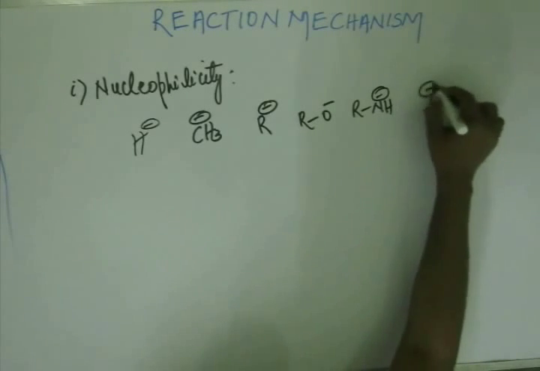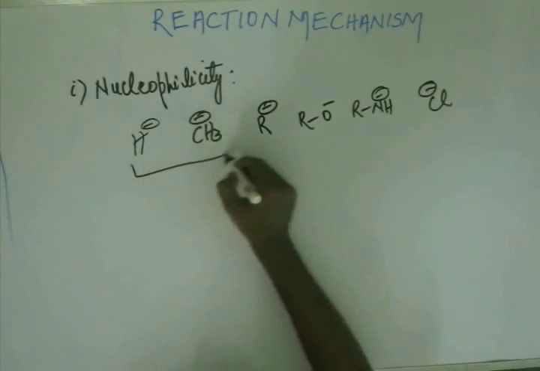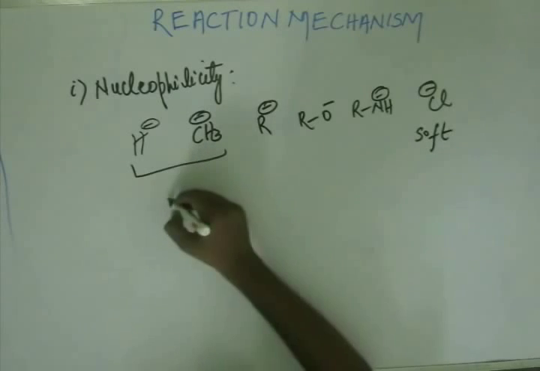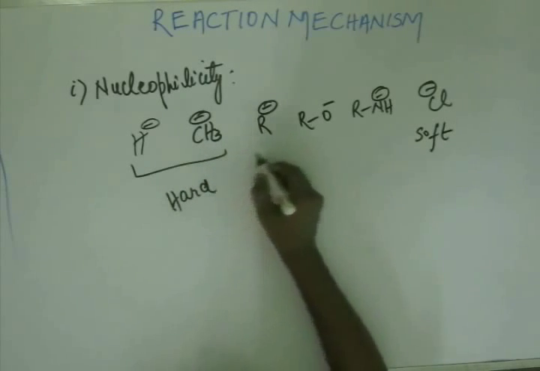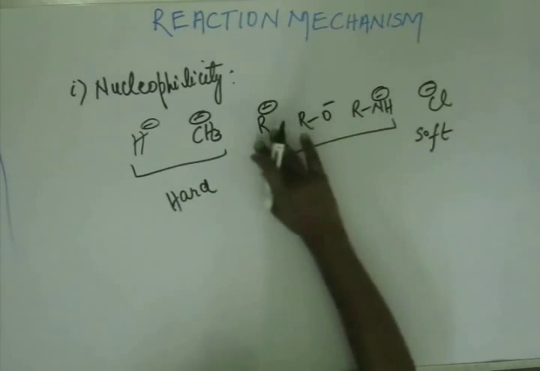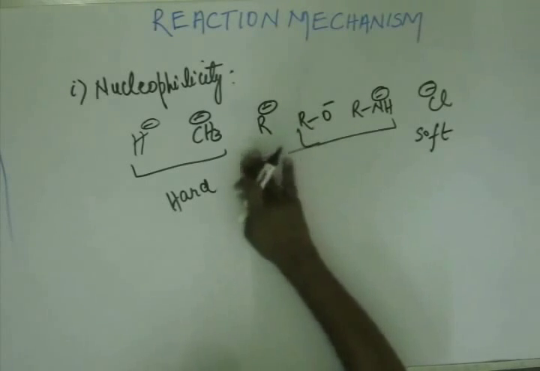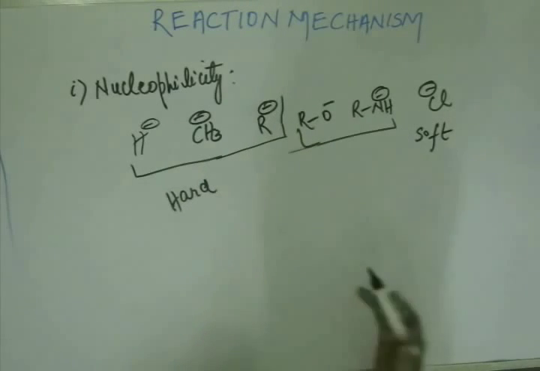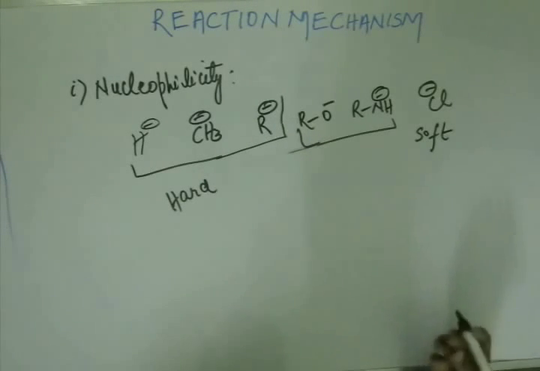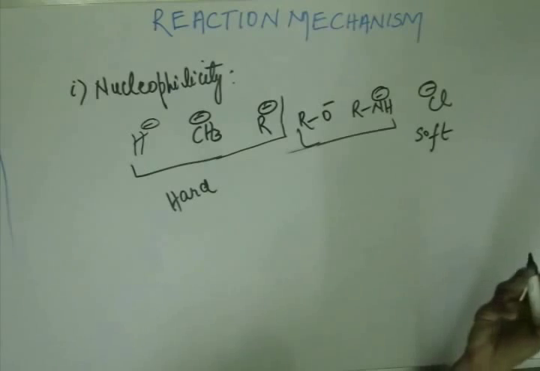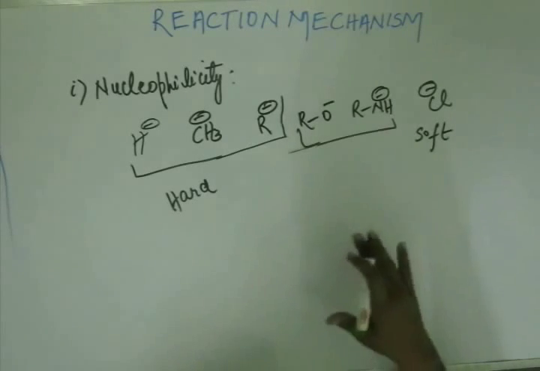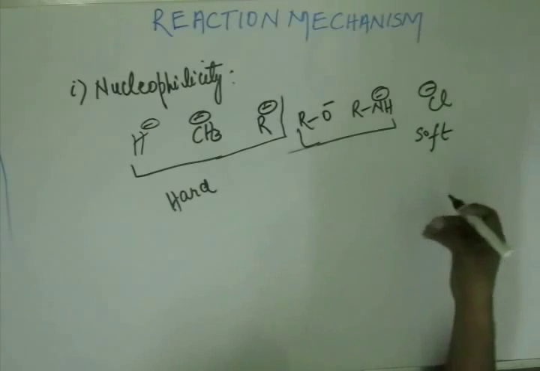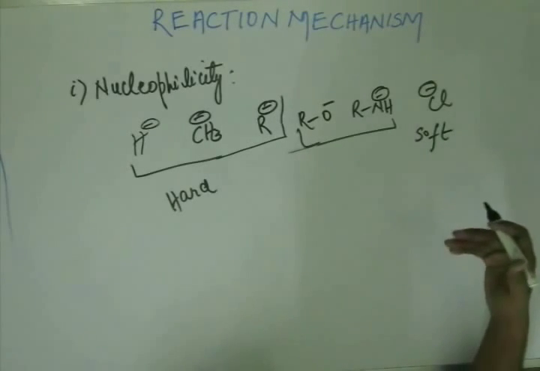But if you have Cl minus, this will be a soft nucleophile. These would be hard nucleophiles, and this would have nucleophilicity of moderate level. So if the negative charge is on carbon or hydrogen, that makes it very hard. If the negative charge is on a more electronegative element, that makes it a moderate nucleophile, having moderate nucleophilicity.